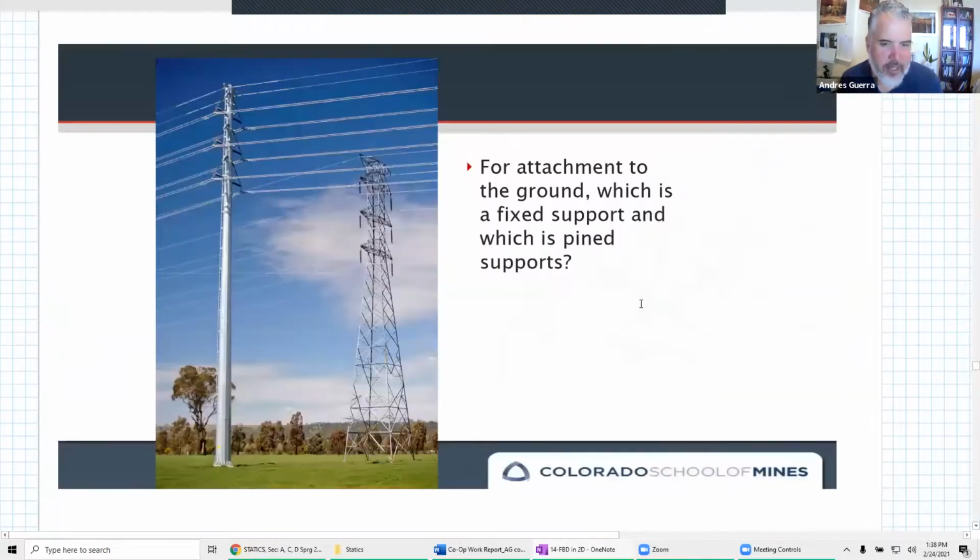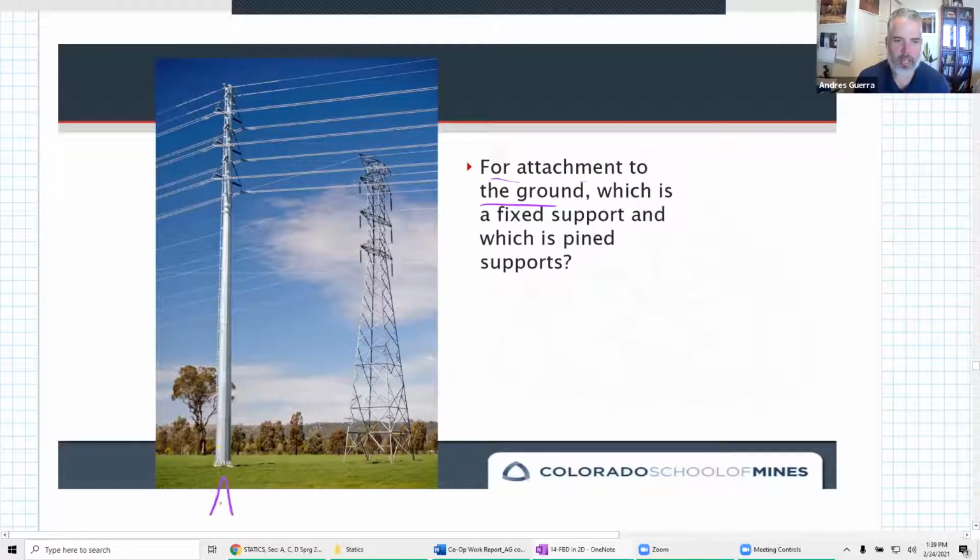I found this picture, actually there's an example of this in the Golden area too, where they have these two types of power poles. It's really interesting that you have two different types of structures right next to each other, because usually form fits function. They're both about the same height. They're on the same ground, but for whatever reason, somebody decided to do one type of power pole and somebody else decided to do another type. So what I want to ask you all is, for the attachment to the ground, which is a fixed support and which is a pinned support?